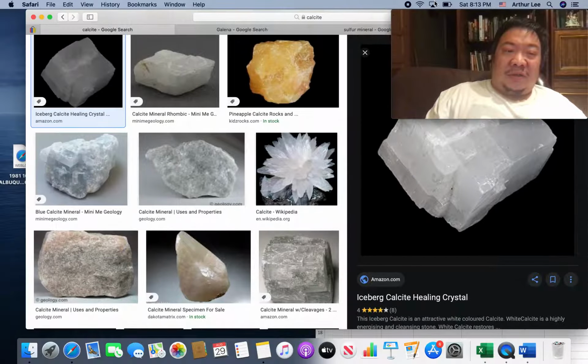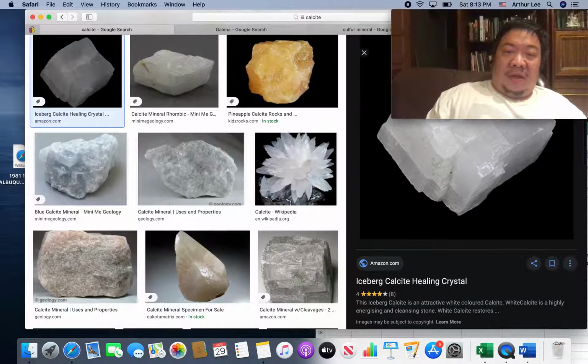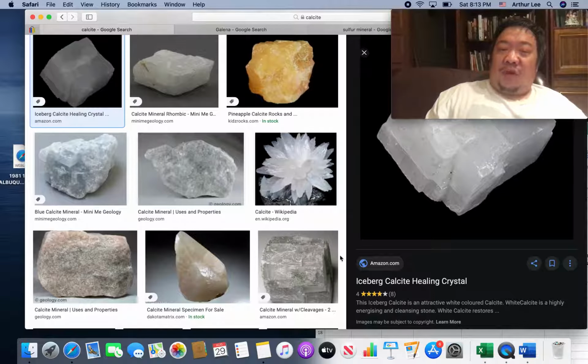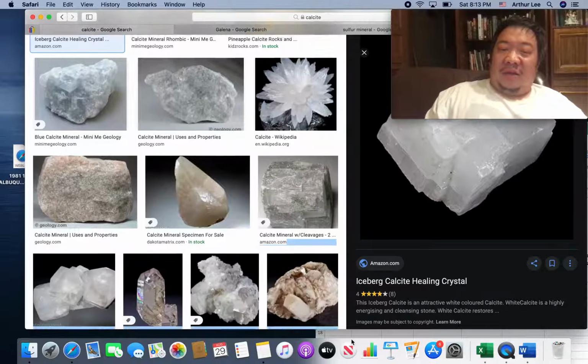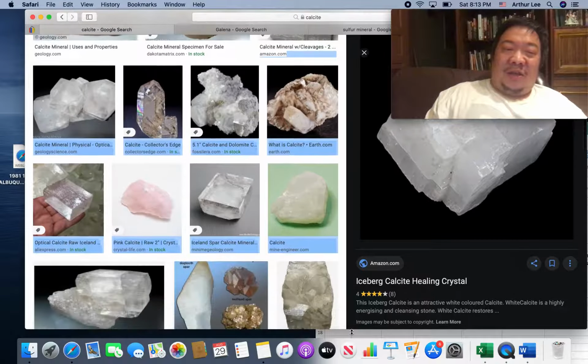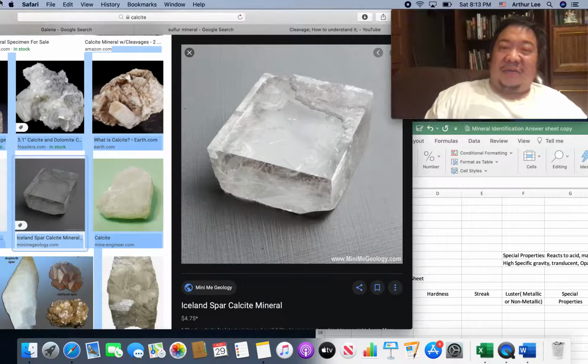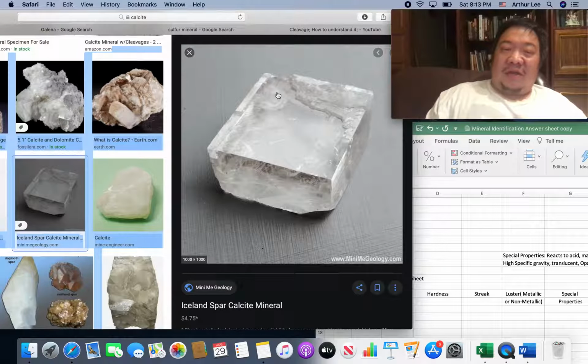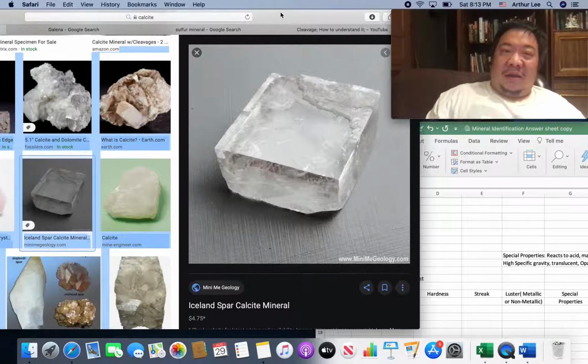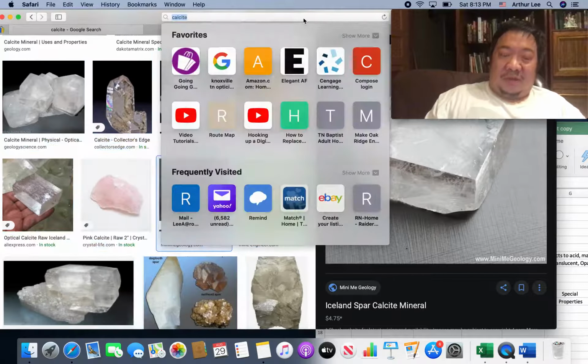Another thing about calcite is it will react when you drop hydrochloric acid on it. So when you watch the video, if one of those minerals reacts to hydrochloric acid, it's calcite. Calcite will react if hydrochloric acid is dropped on it.